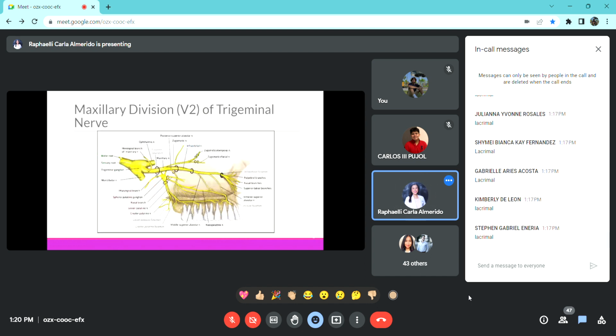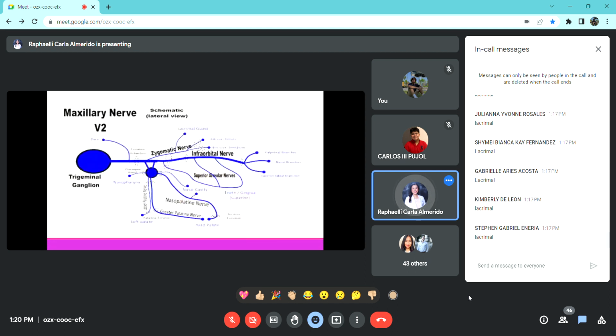Okay? So this is a schematic diagram of your maxillary division arising from the trigeminal ganglion. Okay, and yung unang circle dito, if you follow through the nerve, is your foramen rotundum. Okay, so this is just the schematic diagram. So from the trigeminal ganglion, you will notice there's a branch that is going more towards the superior region.